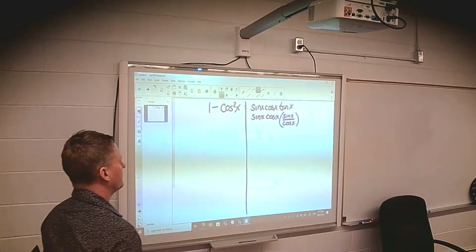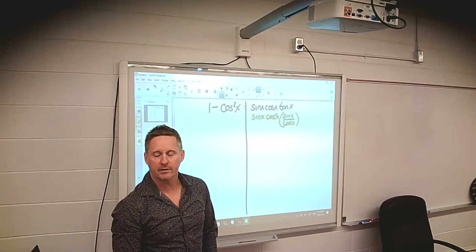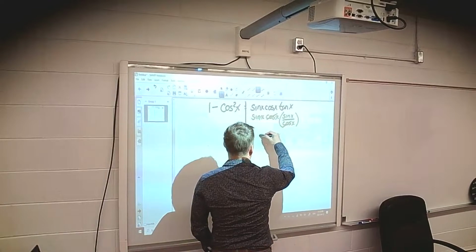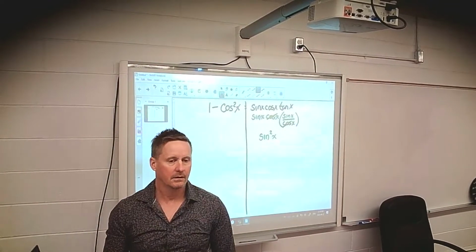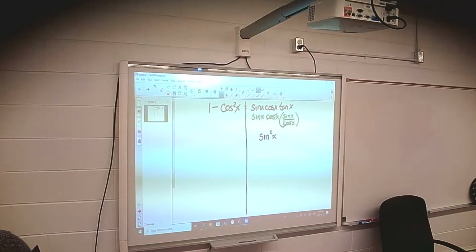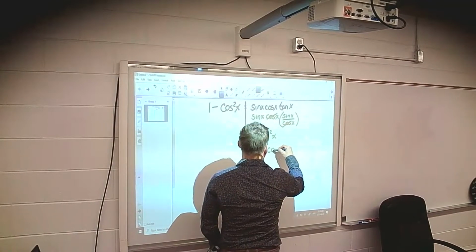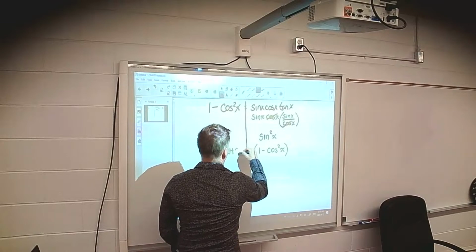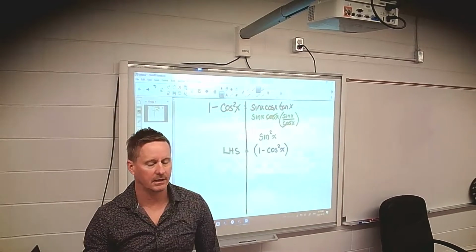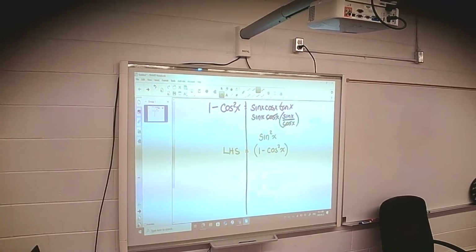All right, now I simplify. Cos x over cos x. What am I left with here? Sine squared x. Using an identity, can I make it look like the left-hand side? The Pythagorean identity. And I finish my statement with an equals at the bottom, and I show that the left-hand side and the right-hand side are equal.